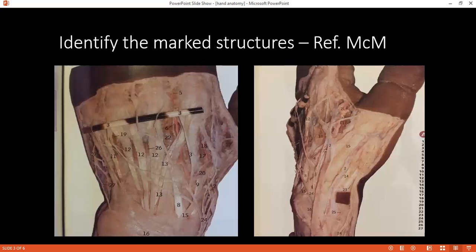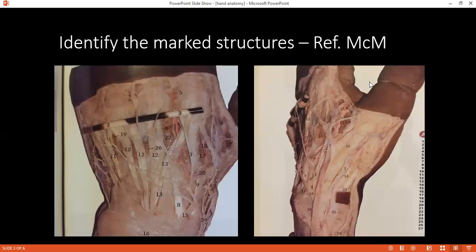First one is abductor pollicis longus with extensor pollicis brevis. Second one extensor carpi radialis longus and brevis. Third one is extensor pollicis longus. And fourth one, we have the tendons of extensor digitorum. Fifth one, we have extensor digiti minimi. And the last one, I can't recall. Yes, we'll come back to that one later.